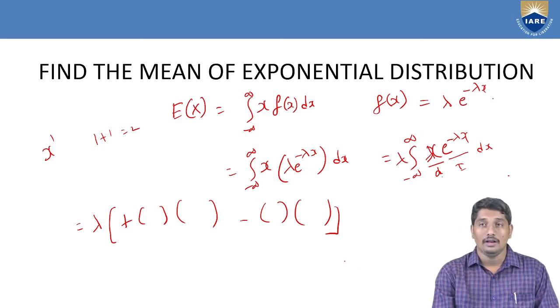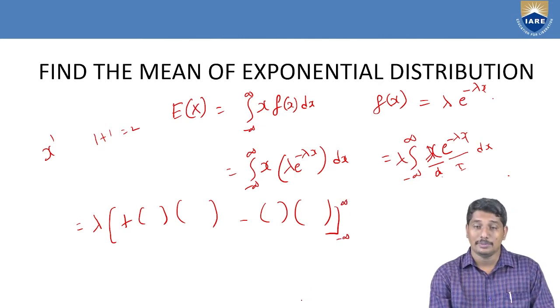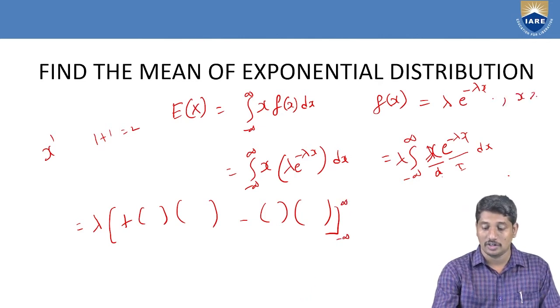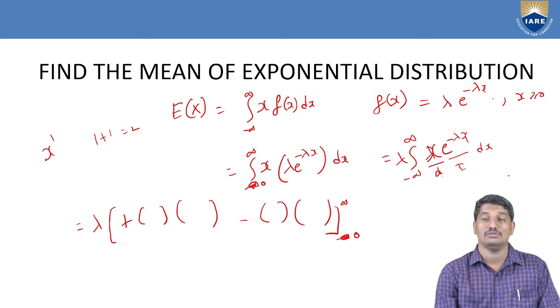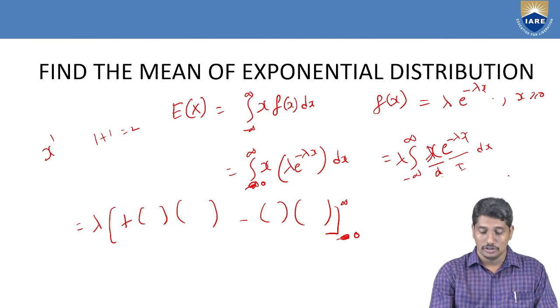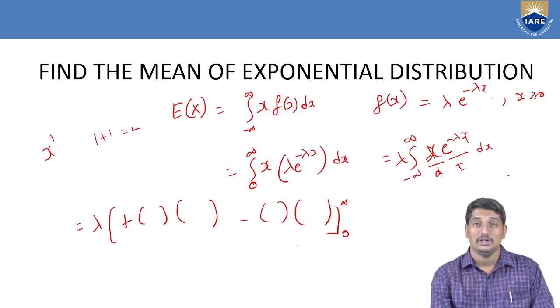Okay, and the limits are as usual minus infinity to infinity. But here we have to remember that f of x is non-negative only for x non-negative. The limits become 0 to infinity, by the definition of the density function of the exponential distribution.